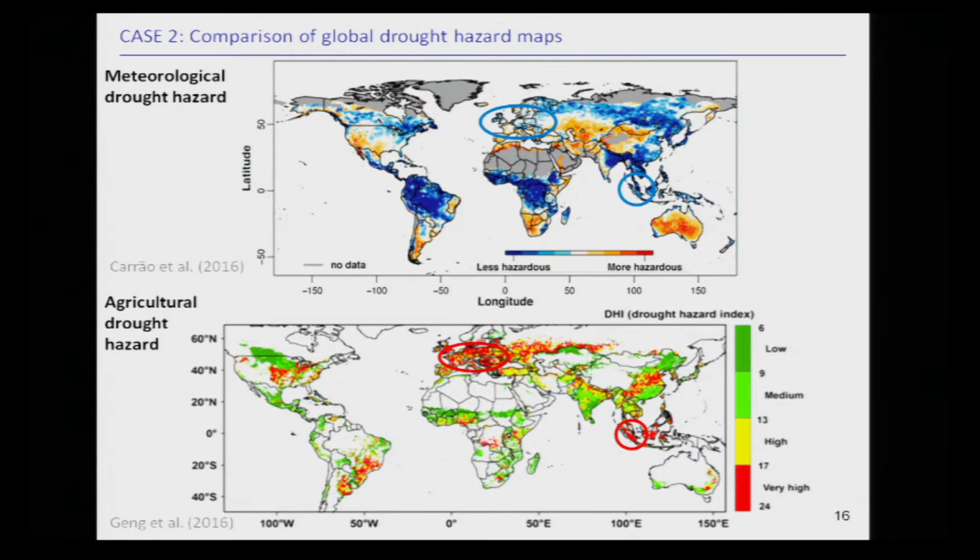For example, most of Europe in the first assessment was marked as a less hazardous area, and the same area was identified as high to very high hazardous in the agricultural drought hazard assessment. We get the same results when we look at Southeast Asia. So basically, the results are contrasting.